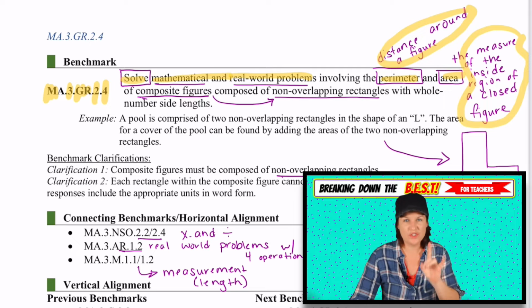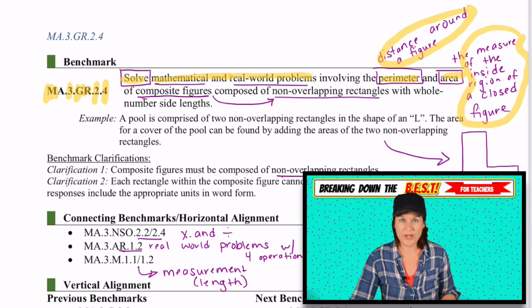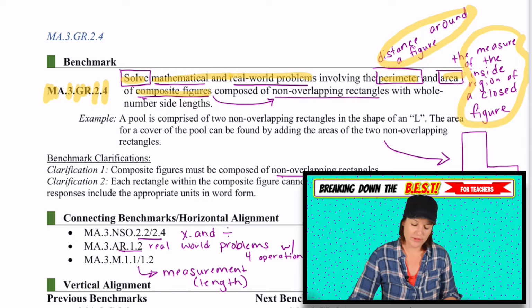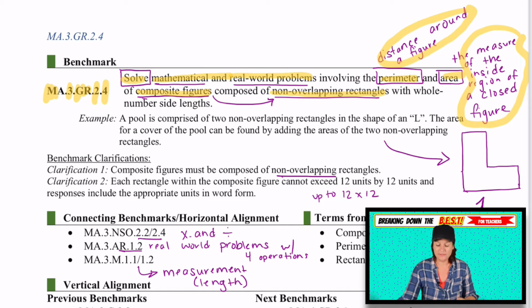But we're not doing it with just rectangles or just squares. Today, it's with composite figures composed of non-overlapping rectangles. So kind of like this. These would be, if I split it right here, two rectangles combined together, composed to create a composite figure.